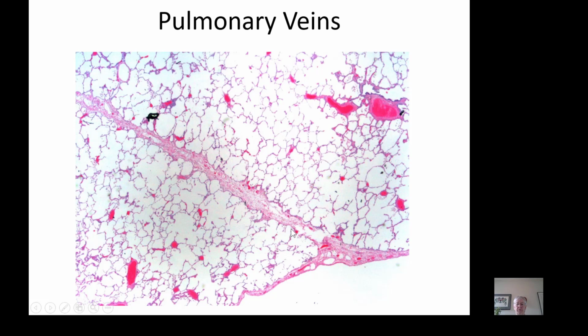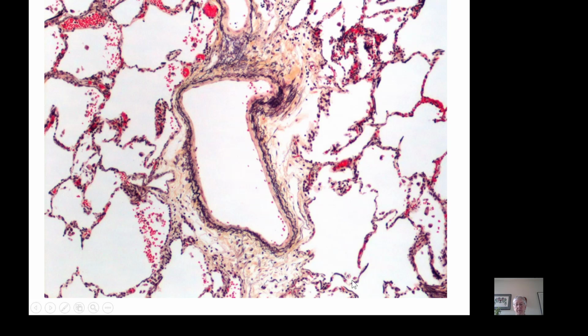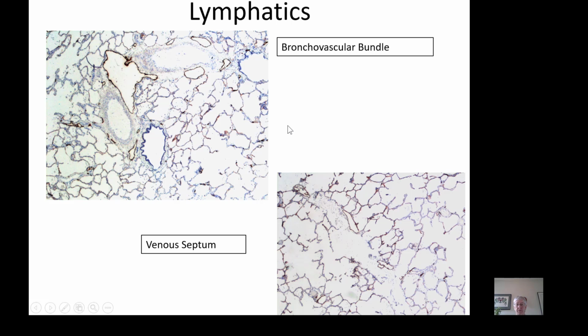The pulmonary veins are important, and you can remember that the pulmonary veins, the venous septa, is the boundary of the lobule, the secondary lobule of the lung. The pulmonary veins tend to have an external elastic lamina. They have slips of muscle, which is relatively inconspicuous.